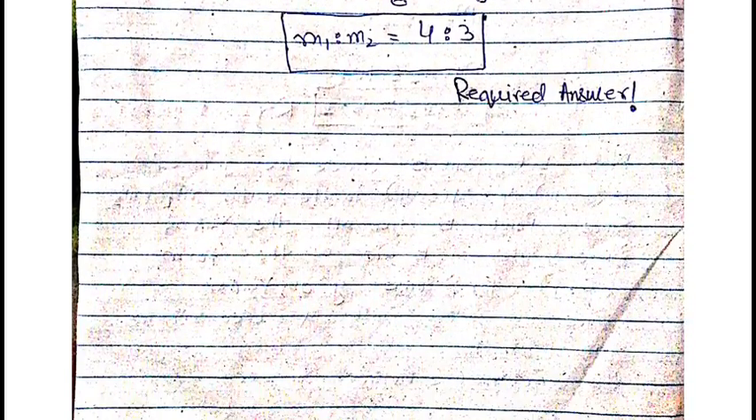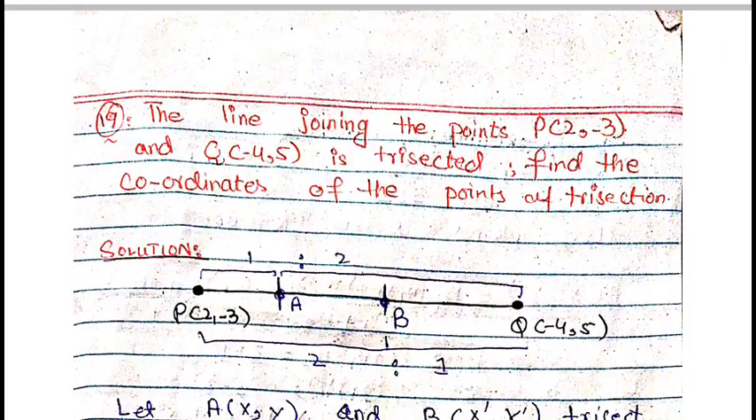Now moving to the next question, which is question number 19. It says the line joining the points P having coordinates 2, -3 and Q having coordinates -4, 5. This line is trisected.